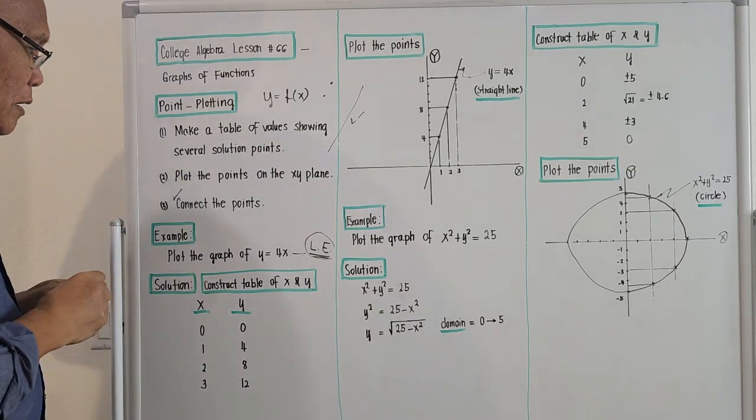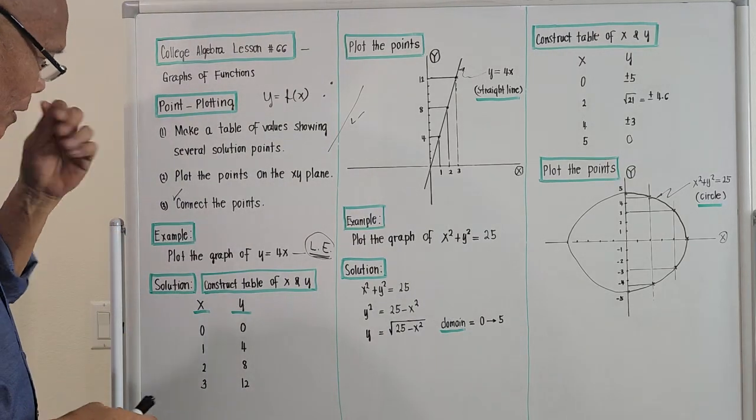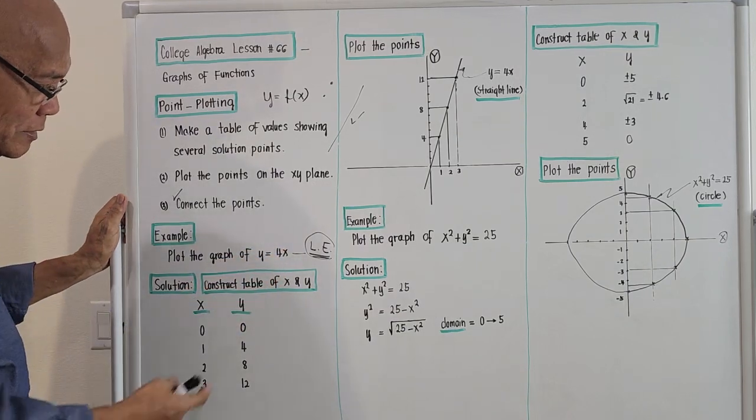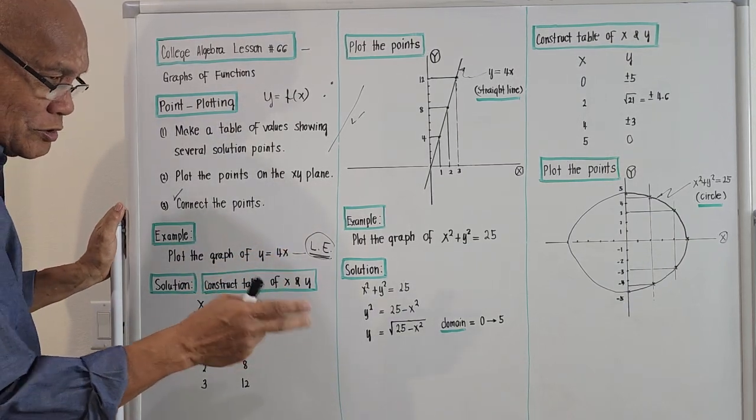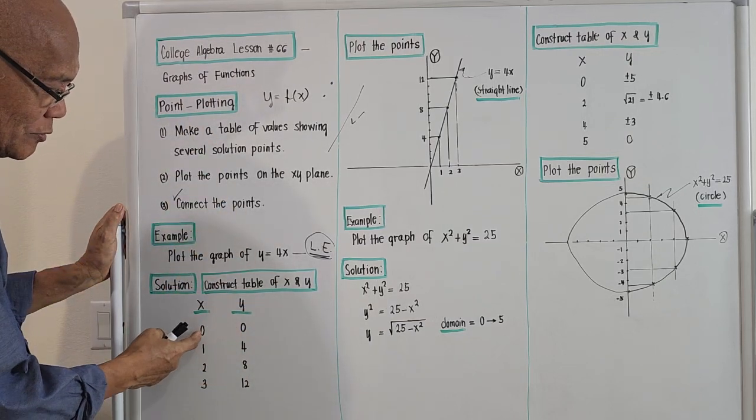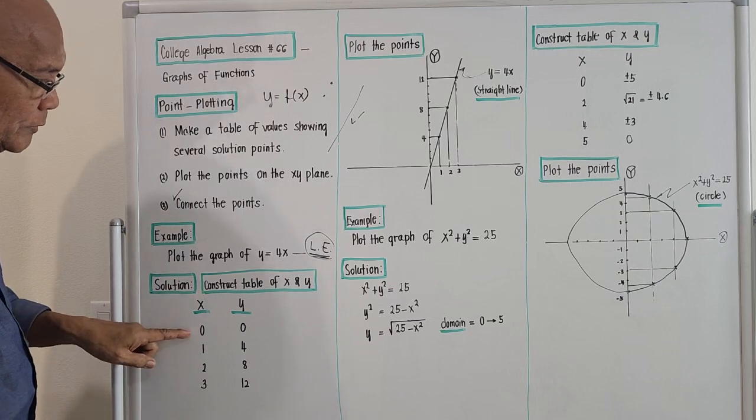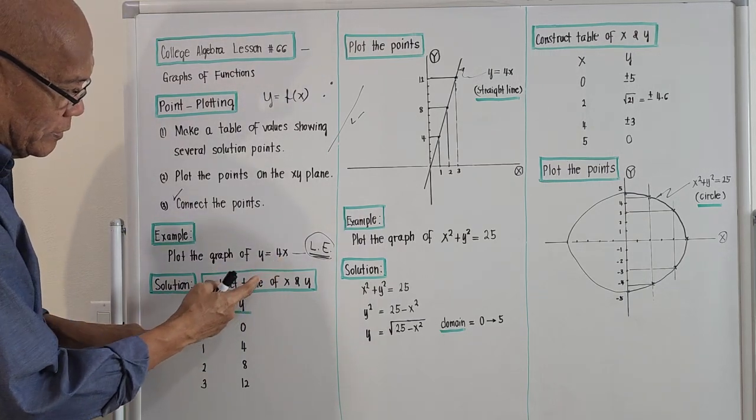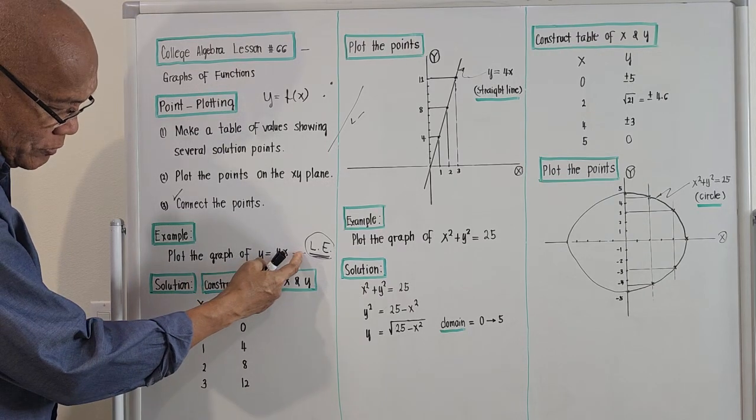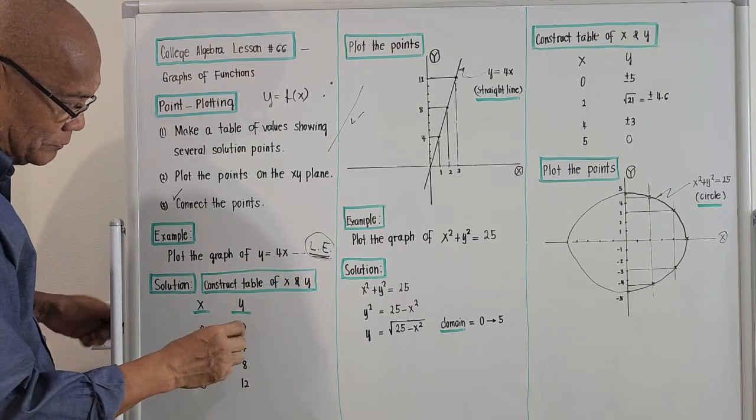Okay? Let's do this. From the equation y equal to 4x, we assume values, we do point plotting. We start with x equal to 0. For this equation here, if x is equal to 0, y will be 4 times 0, so y will be 0.